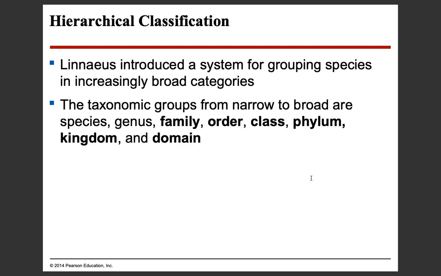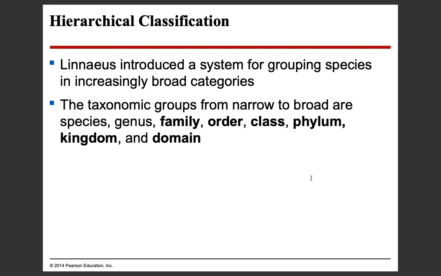Okay, so we all know "Dear King Philip Came Over For Good Spaghetti," right? That's the classification system, the little acronym to help you remember it. Linnaeus introduced a system of grouping species in increasingly broad categories. We started off with, oh, these are all animals. Great, Animalia. But there's a lot of differences there, so you're able to further divide that into another subset, and then those organisms into another subset.